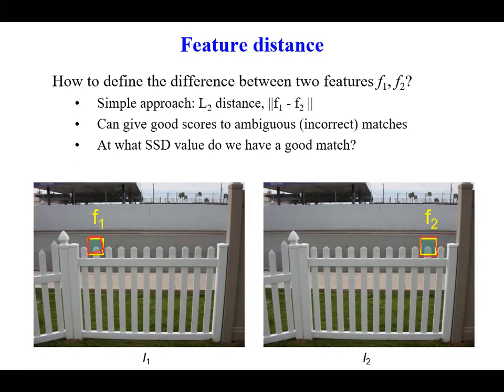But in some instances, as you can see here, when we find the best match, it might not be a good match, or it might not be a correct match. This will give us, for instance, a small SSD value, and then I will say falsely that F2 is the best match for F1. I might say another F is the best match for F1 and so on and so forth. So which SSD value do we use to say that this is a good match or a bad match?